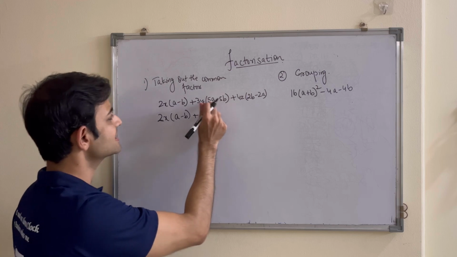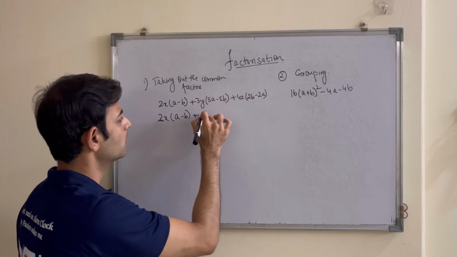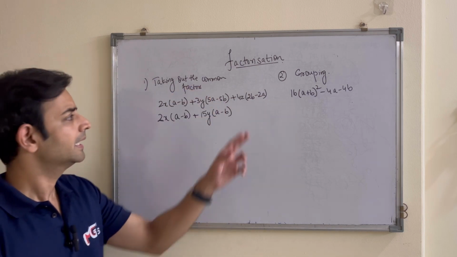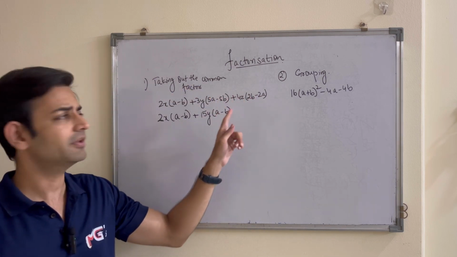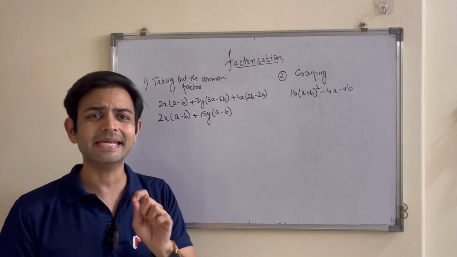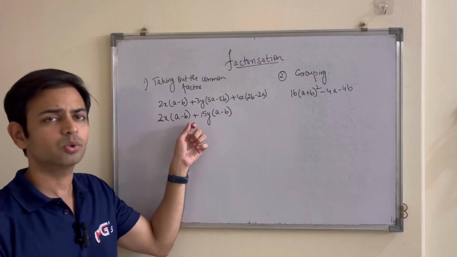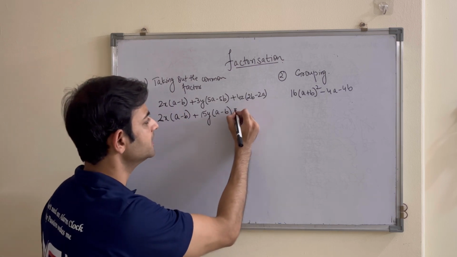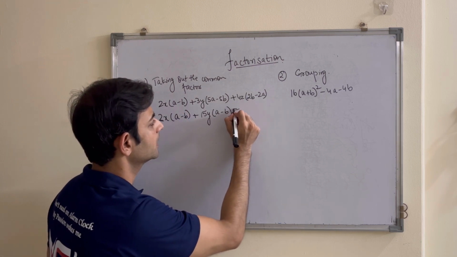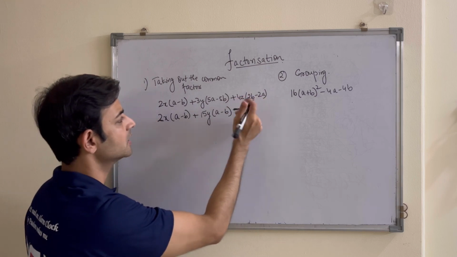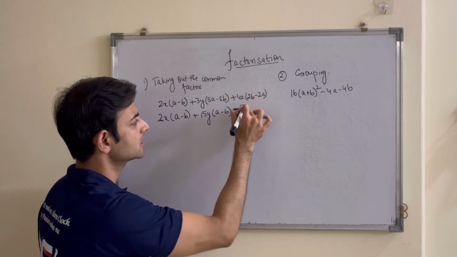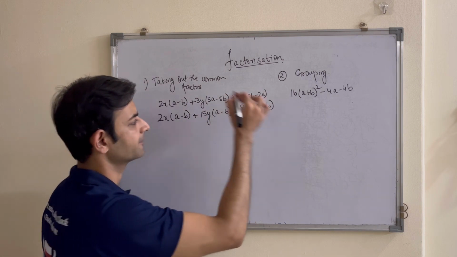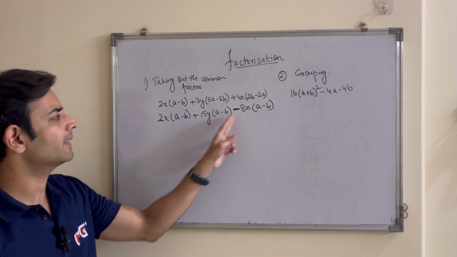If I multiply this 5 outside, it becomes 15y and I am left with (a minus b). Now here, if I take 2 common, I will be left with (b minus a), but I need (a minus b). So I will take minus 2 common here. Minus 2 into 4 will be minus 8, so minus 8z into (a minus b).